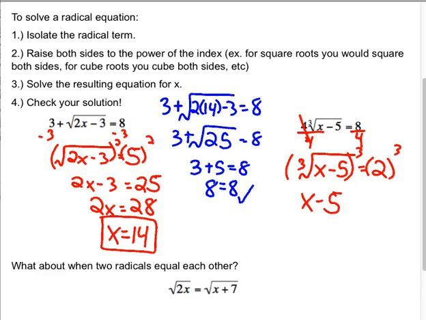That's going to break this free, and 2 cubed just gives me 8. Add 5 over, and I get x equals 13.